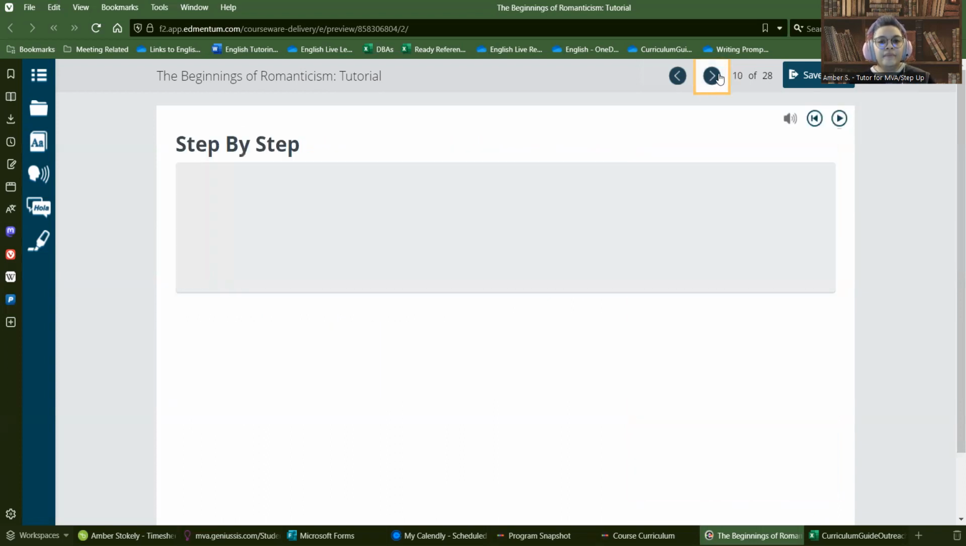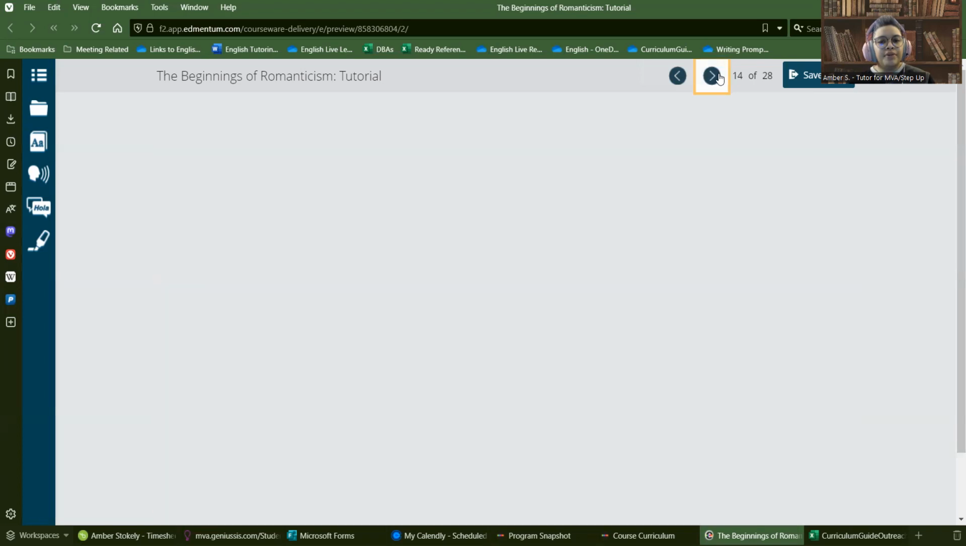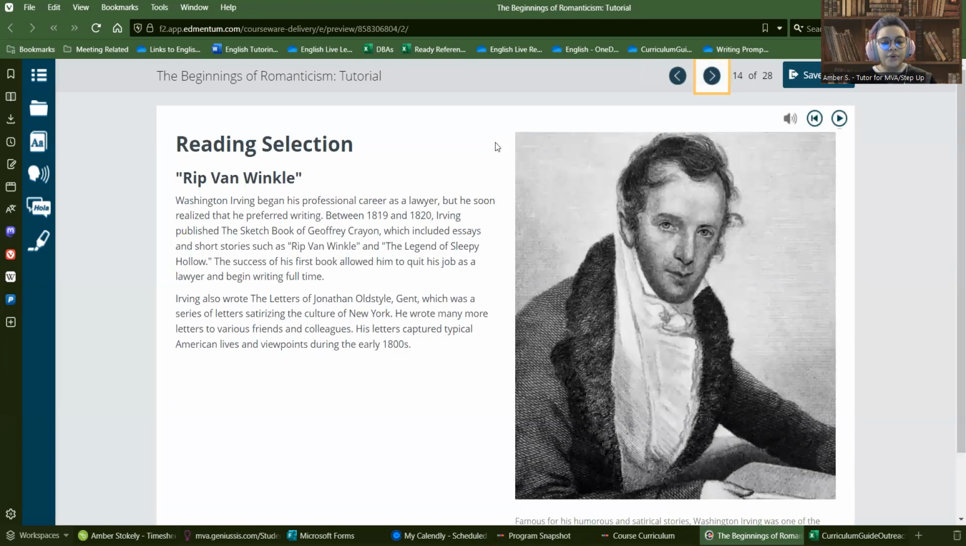All righty. So now we're going to skip over to slide 14. We're almost at the reading selection. So slide 14 gives you information about the writer of Rip Van Winkle. They tell you pretty much his name, Washington Irving. He was a lawyer before he became a writer. They tell you about some of the stuff that he published, and that his first book was so successful that he could actually quit his job as a lawyer so that he could write full time.